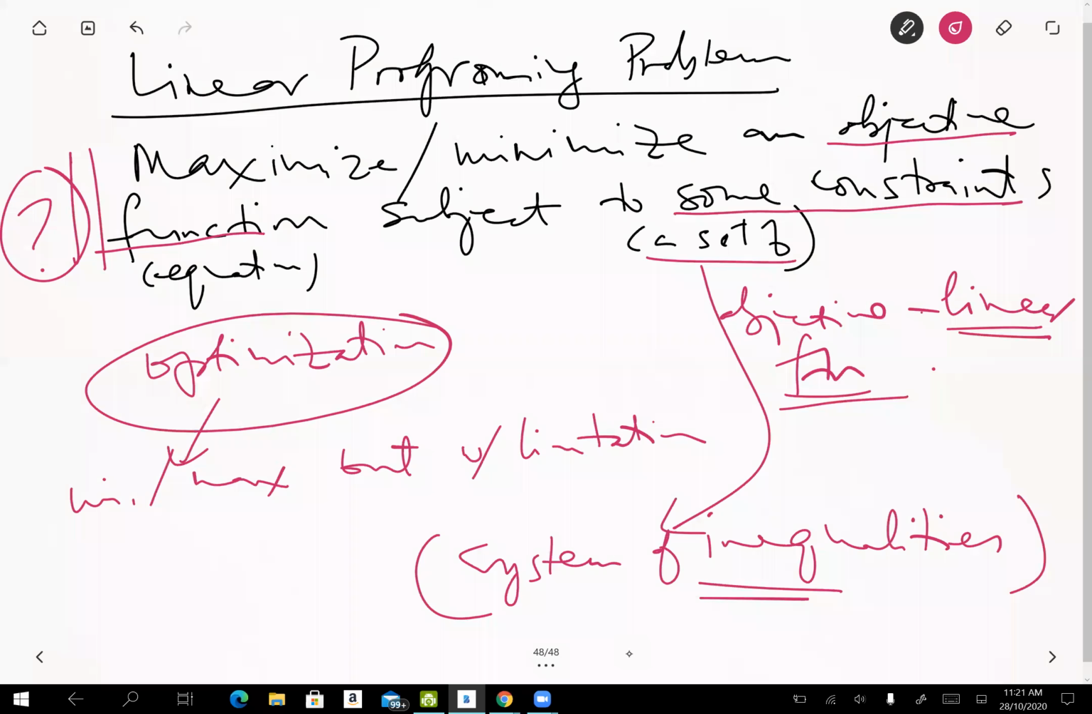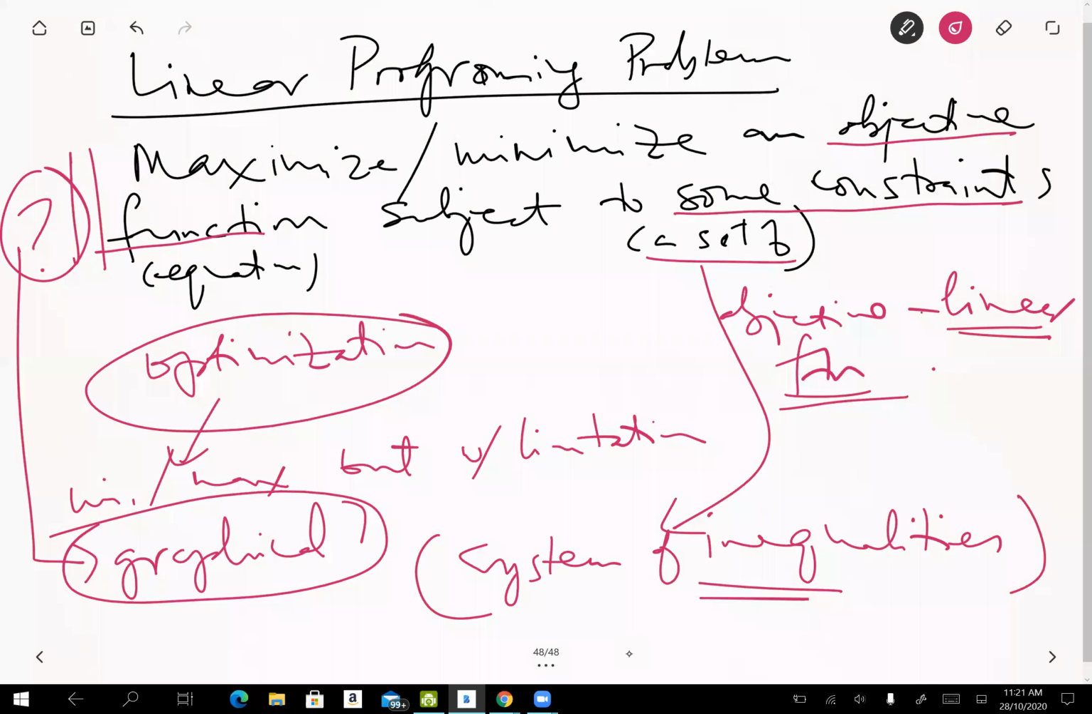And again here, we are going to focus only on the graphical method. That's why I said this chapter is fairly short, because we will do only one method, which is the graphical method. Don't worry about the other methods. All right, I think that will do it for today.